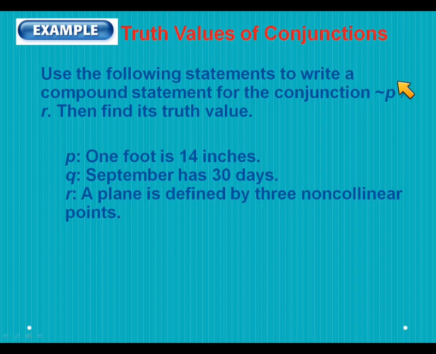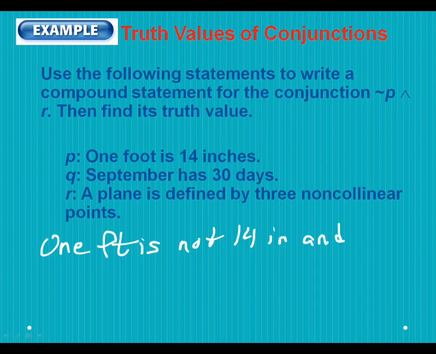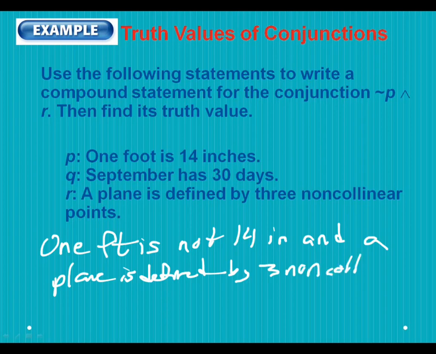Here I want to write this conjunction and then find its truth value. So what does this symbol in front of this P mean again? Right, the negation of P. So instead of 1 foot is 14 inches, it would be what? Right, 1 foot is not 14 inches. And then this symbol means and. Statement R, which is a plane is defined by 3 non-collinear points. But we would not put it... Oh, no. So if the R had the little wiggly thing before it? Right. The negation is only for P, not for R in this case. Right. Good question. So it says, then find the truth value.